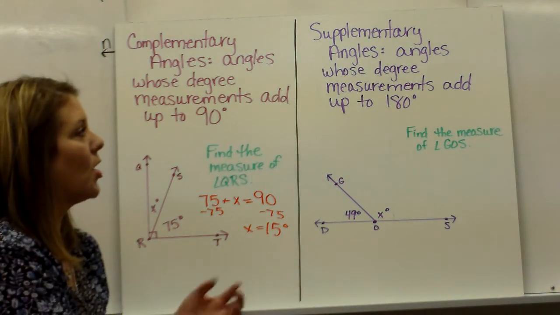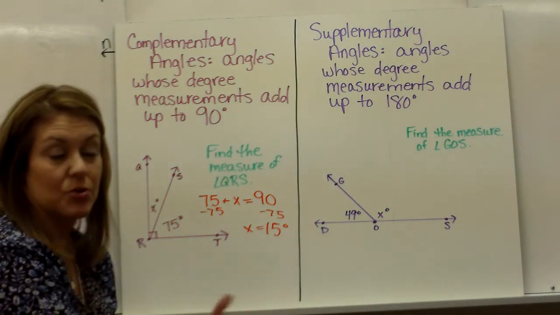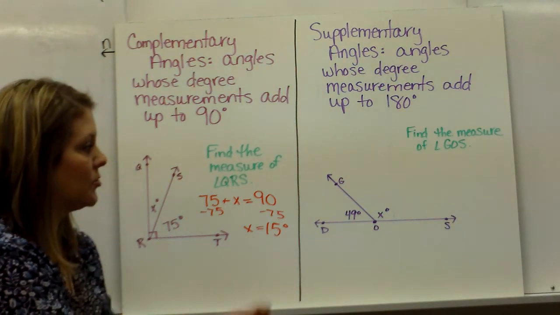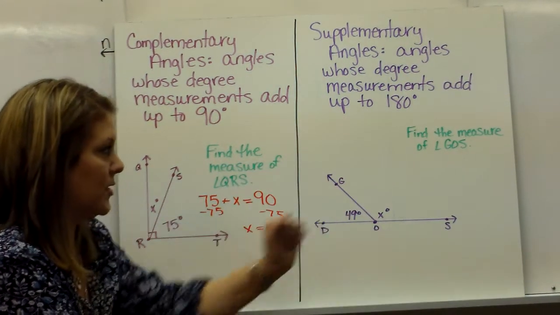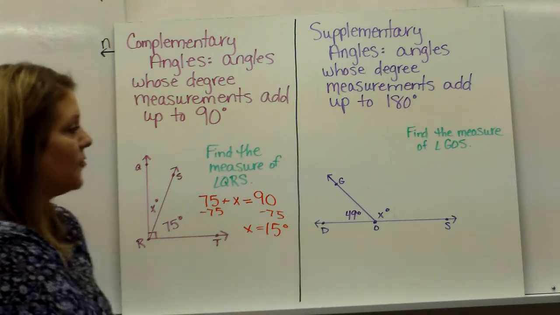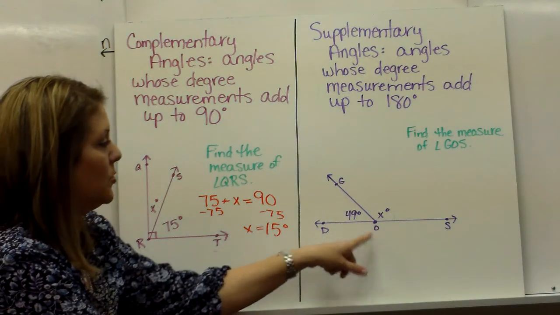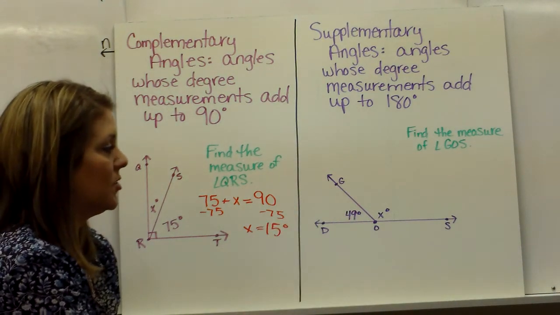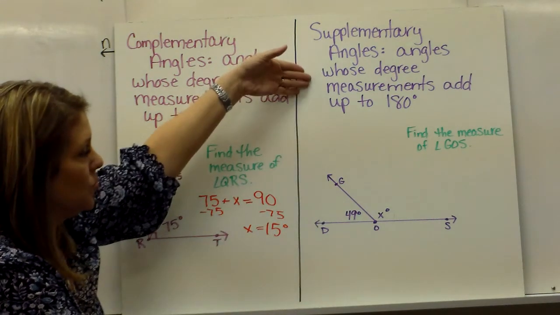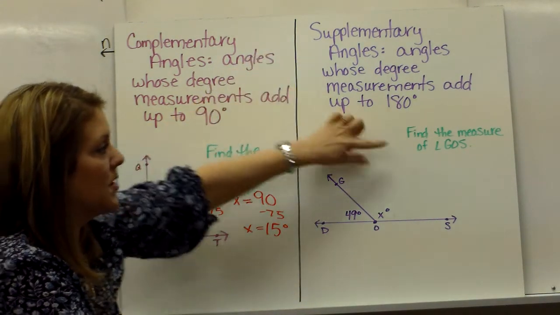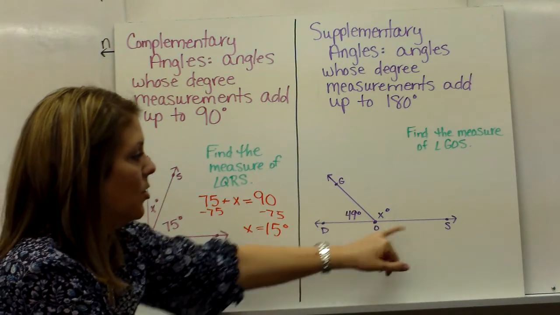Supplementary angles are angles whose degree measurements add up to 180 degrees. So there are two angles that form a straight line. So for instance, if we know the measurement of angle DOG, we know that's 49 degrees, then we can use this rule to write an equation to find the measurement of GOS.